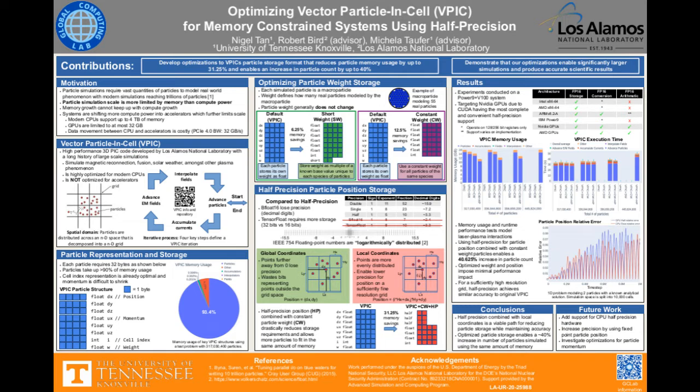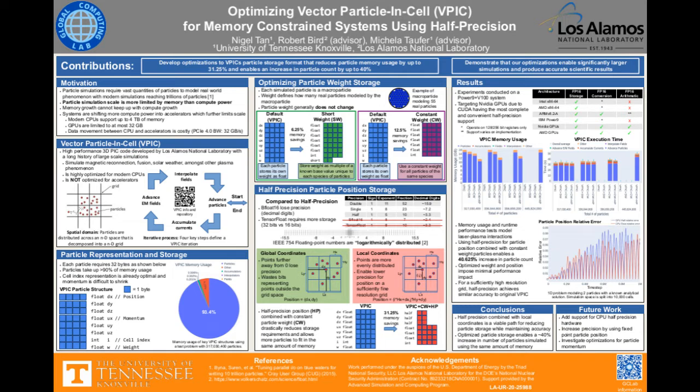VPIC is a particle-in-cell code modeling particle movement in a simulation space that is divided into a grid of cells. Particles dominate VPIC's memory usage, as shown in the bottom left figure. Particle storage alone accounts for over 93% of peak memory usage. Particles are represented as a structure containing the particle's position, momentum, along with the particle's cell index and weight. Particle weight corresponds to the number of real particles each simulated particle models.